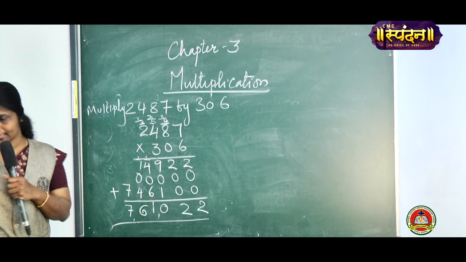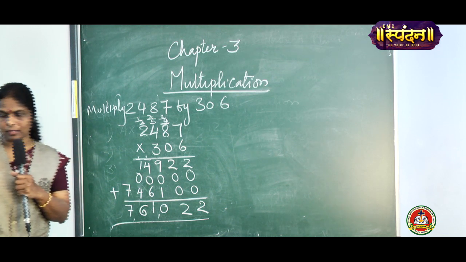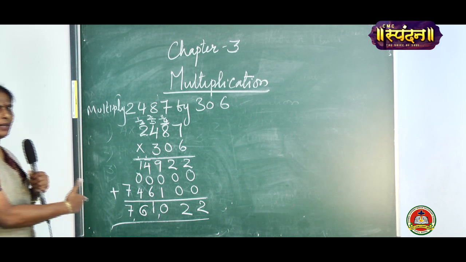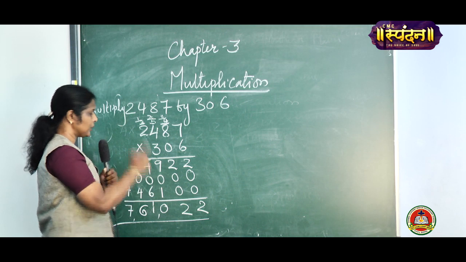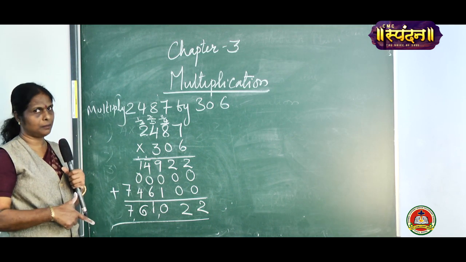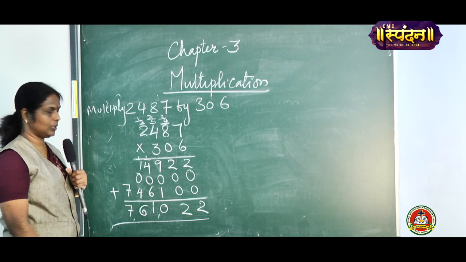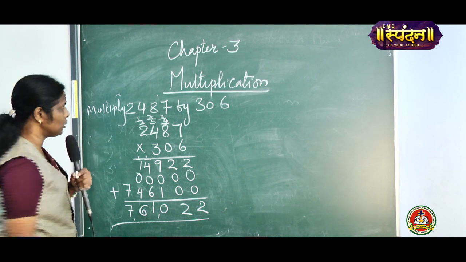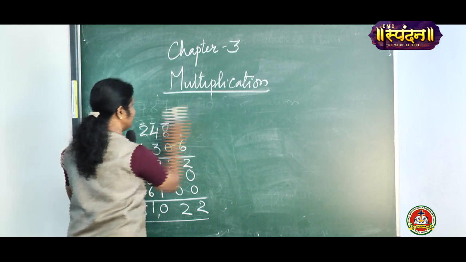So you got the answer 7,61,022. Is that clear? So now you have seen that after multiplication you have to cross check also, because somewhere you may make a mistake in multiplication or addition. Please check your answers. Now this was all about multiplication of a 4-digit number by a 3-digit number.